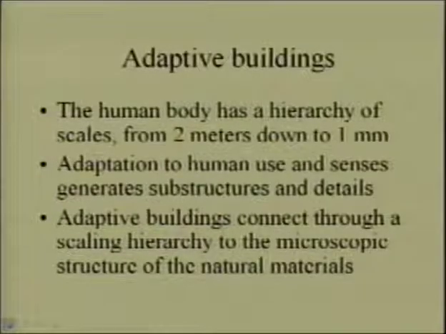And we, that is my colleagues and myself, not my mathematical colleagues, my architectural colleagues, have learned from the great adaptive architecture of the past, the formal architecture of the past, and also the vernacular architecture of the past. So all adaptive buildings will connect through a scaling hierarchy down to the microscopic structure of natural materials. I can give another lecture on this, but I really have to go on. If you use natural materials, stone and wood, you go down and you have the microscopic structure, the crystalline structure of the stone or the cellular structure of the wood. So that gives you a grounding at the smallest detail.